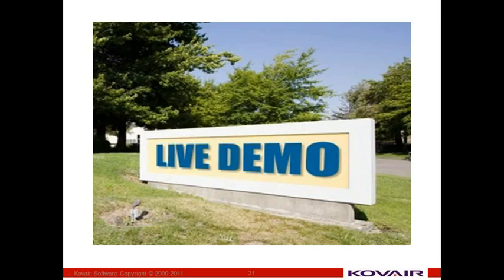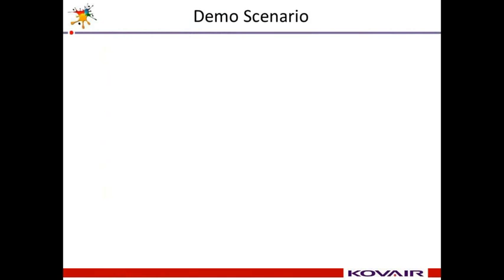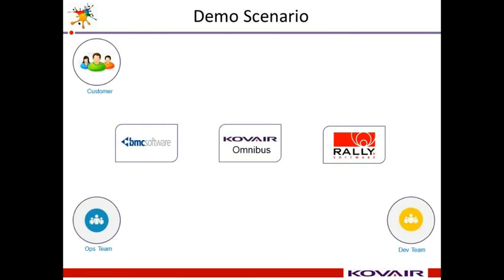So next, we move on to a live demo. But before going to the live demo, we'll give you a brief overview about the demo scenario that we are going to show you today. So in today's demo, we'll have this Remedy BMC software, in between have Kovair Omnibus, and Rally on the other side. So the ops team is using Remedy and the development team is using Rally.